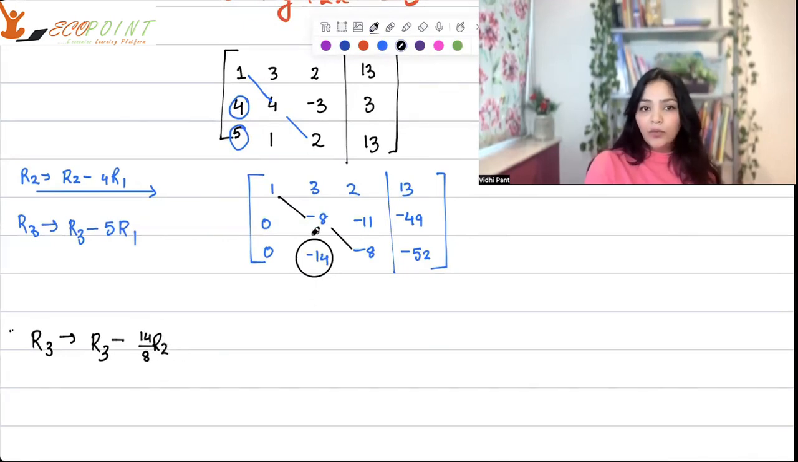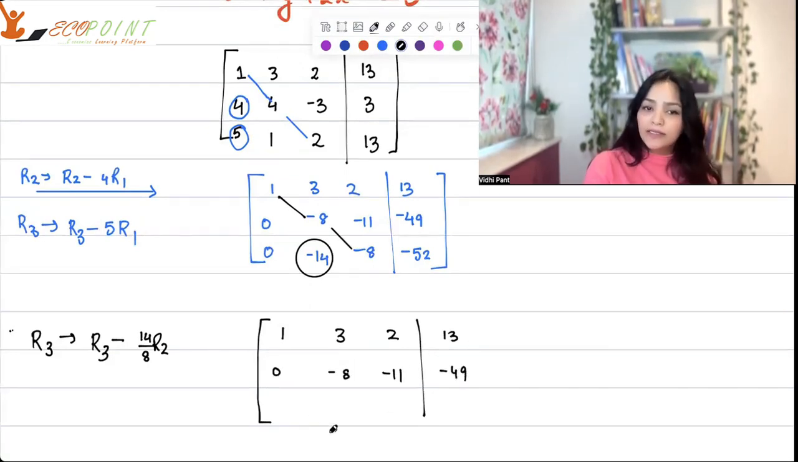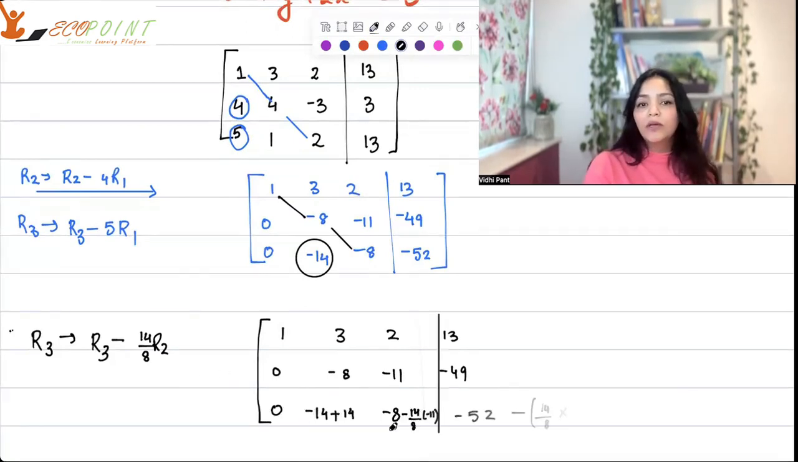In the process of doing that, what will happen? If you do 14 by 8 here, the minus 8 will cancel out with the 8 in the denominator, and 14 will be left. And then since it's minus, what you require is actually a positive here. That's why minus here. And this in process will give you 1, 3, 2, 13 as it is, 0. Now here you have minus 8, minus 11, minus 49 as it is. Here you will still have 0 because this operation will not make any difference to this 0. So after using the operation, here you will have minus 14 plus 14.